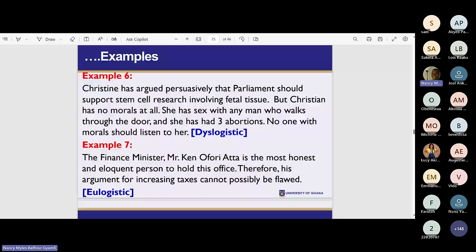What happened to the E-levy? Why was it changed? Why was it revised? Didn't we take a whole document to parliament that didn't have a region represented or captured? It was drawn back and corrected because it is a human institution. So if someone argues the way this person was arguing, it's ad hominem, eulogistic. You have left the issue about what? An argument for increasing taxes, whether it can be flawed or not. We are saying, maybe there's a flaw here, there's an error here. Then they say, no, no, no. The minister there is honest too, and he's very eloquent too. He can't have an error.